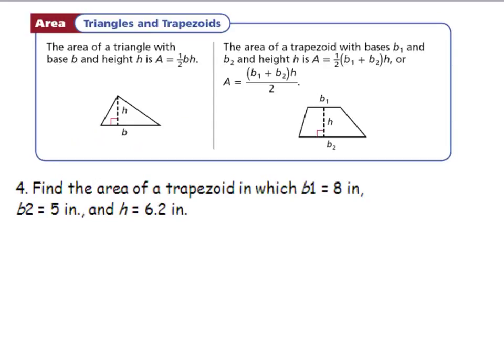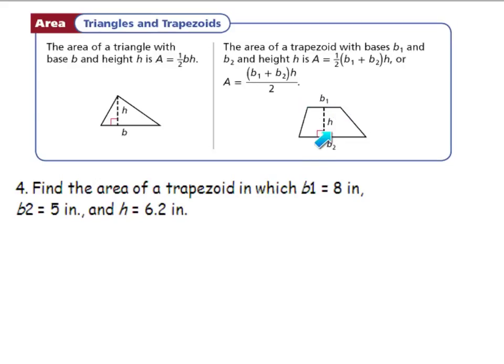All right, moving on to our next wonderful shape, we have triangles and trapezoids. We put these together because despite the fact that one has two bases and one has one, they're the same formula. 1/2 base times height. 1/2 the sum of the bases times the height. It's the exact same formula.